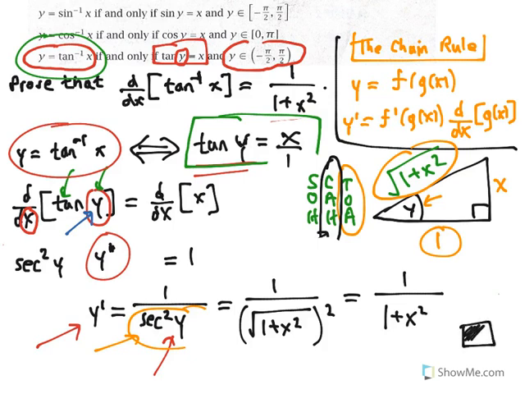And of course, by now we have completed our proof, because we were trying to prove that the derivative of the inverse tangent function is 1 over 1 plus x squared. The derivative with respect to x of the inverse tangent of x is equal to 1 over 1 plus x squared.